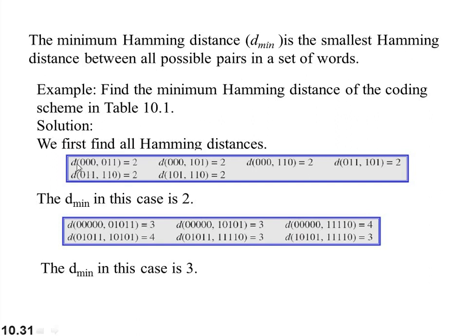Now let us consider 0 0 0 and all the possible pairs you have considered. So the Hamming distance is 2, that is, d min in this case is equal to 2. Now here you calculate the distances of the pairs that are already given, and you can see that 3 3 4 4 3 3 are the Hamming distances. Which is the minimum? The minimum number is 3. So d minimum in this case is 3 for 6 pairs.